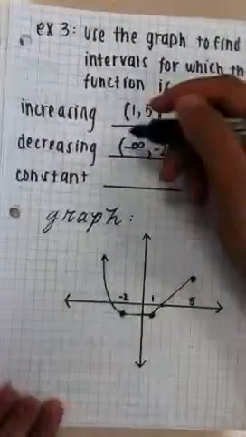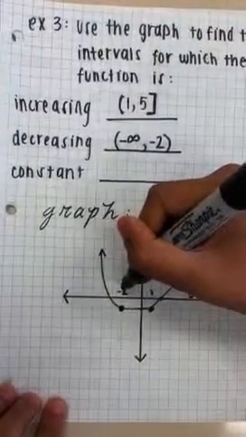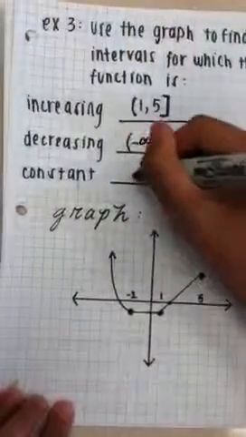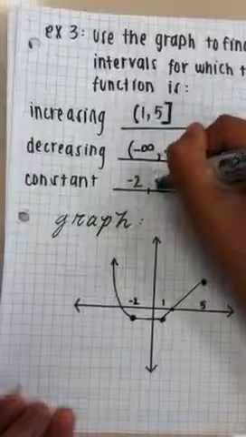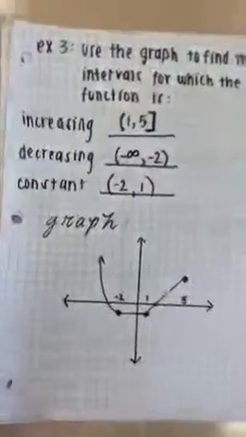For the constant, these are both shared points. We know that it goes from negative 2 to 1, and since they're both open points, that's how we write it.